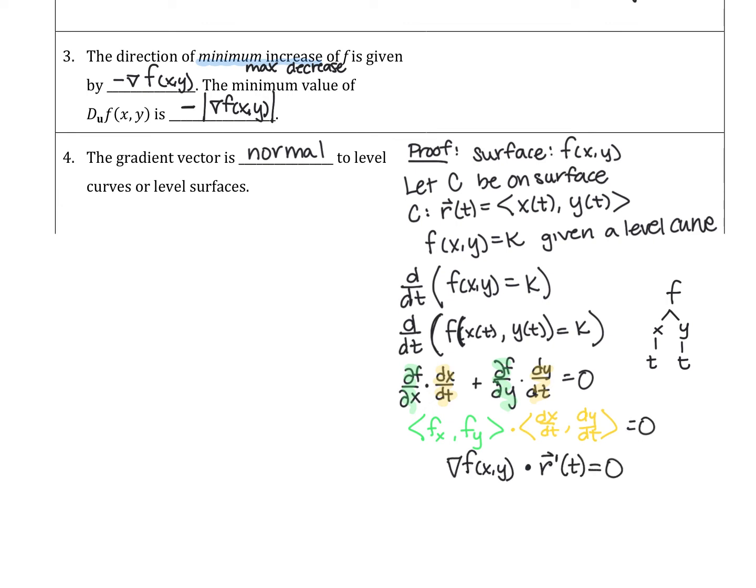Well, what does that mean? We know that if the dot product is equal to 0, then they are in fact perpendicular to one another. So we've just proved that the gradient vector is perpendicular to any level curve on the surface. Okay, well, let's put these properties to use.